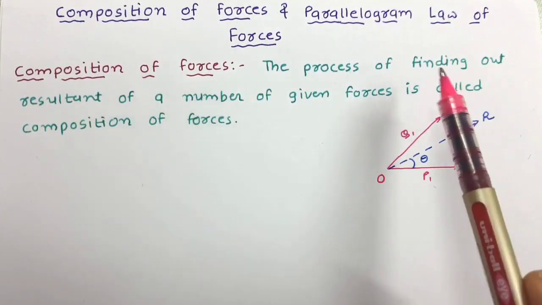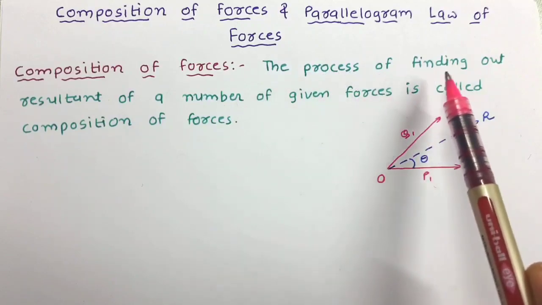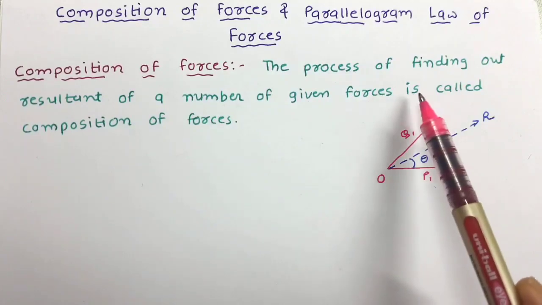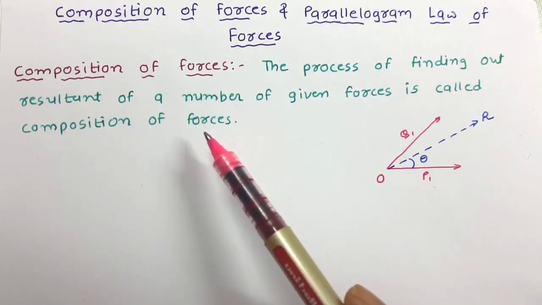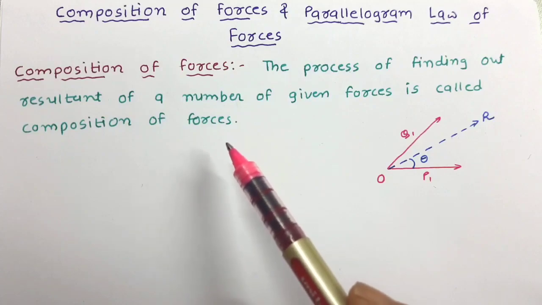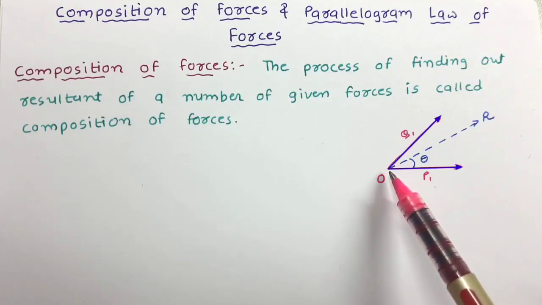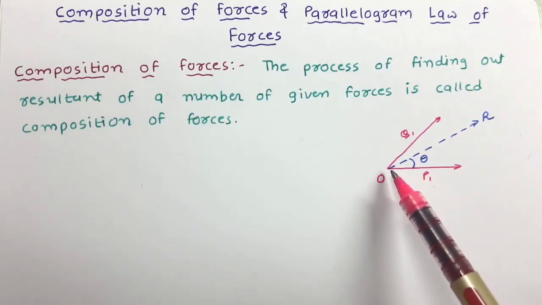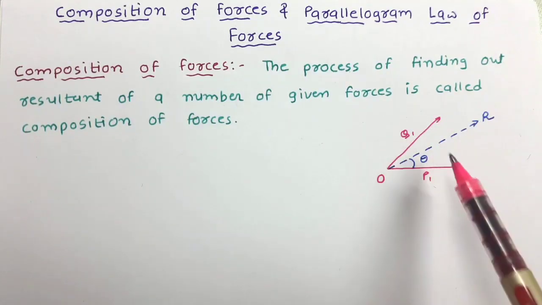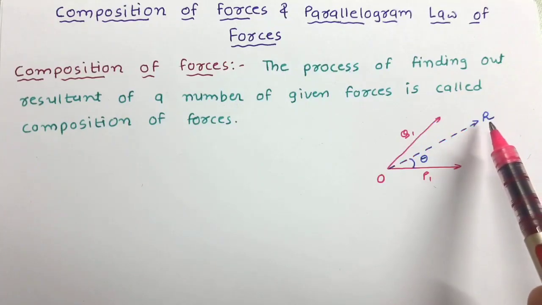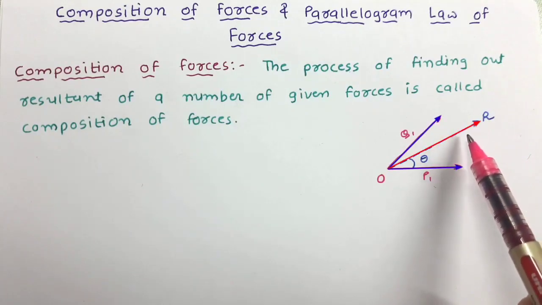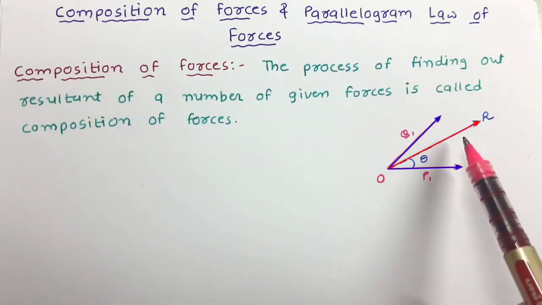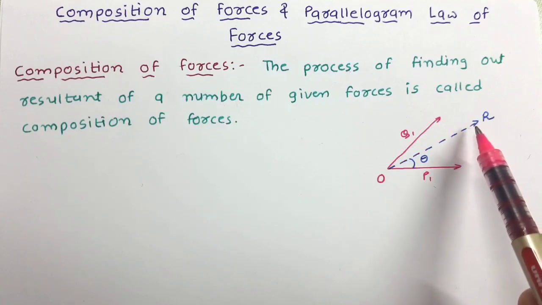Composition of forces: the process of finding out the resultant of a number of given forces is called composition of forces. So when in any system many forces are given, and we find the resultant of all these forces, that process of finding the resultant of a number of given forces is called composition of forces.